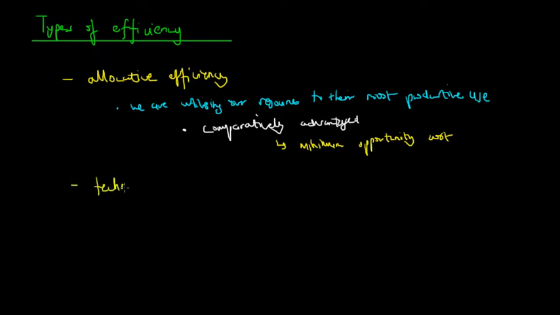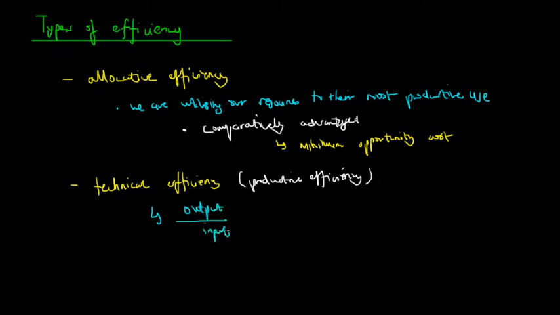Secondly, we have technical efficiency, which is also known as productive efficiency. And this is the type of efficiency that you should be most familiar about because it relates to outputs over inputs. So technical efficiency is calculated by output over input. So we want as many outputs here as possible from as few inputs as we can.